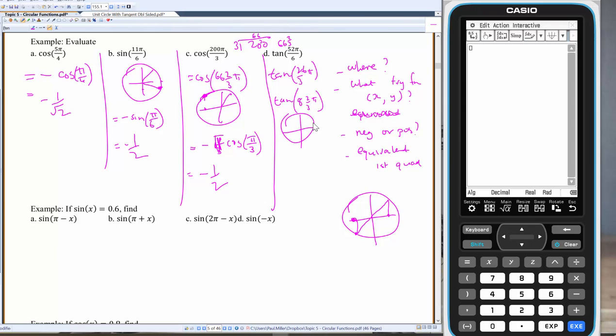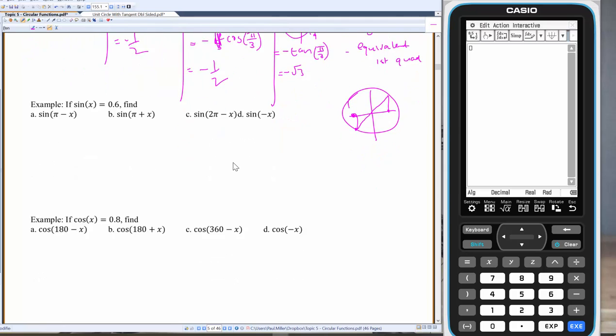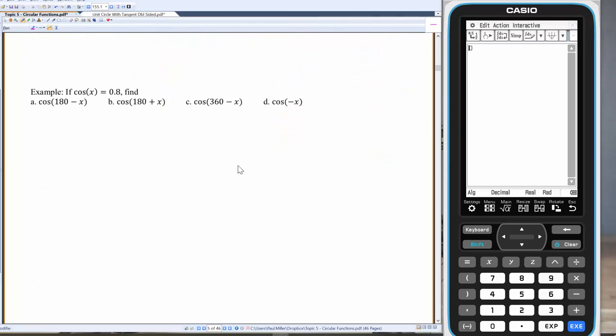2 pi, 4 pi, 6 pi, 8 pi, 2/3 more. The same point as here. So that's going to be through there and hit the tangent down here. So it's going to be negative. Equivalent first quadrant is this one here, so negative tan of pi on 3. Okay, so the tan of pi on 3 is going to be root 3. There we go.